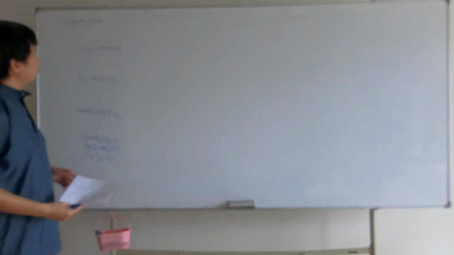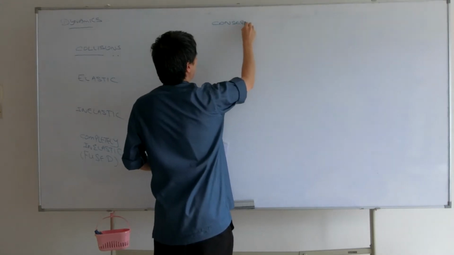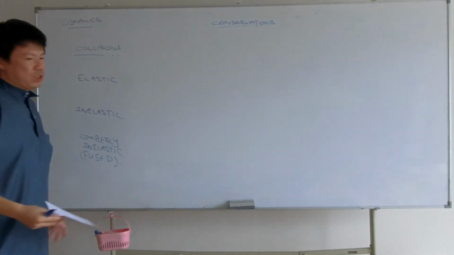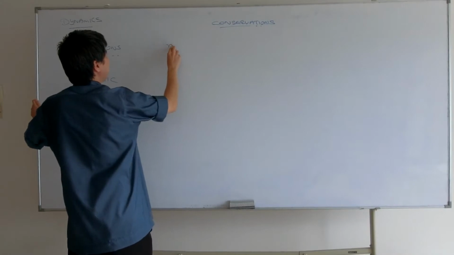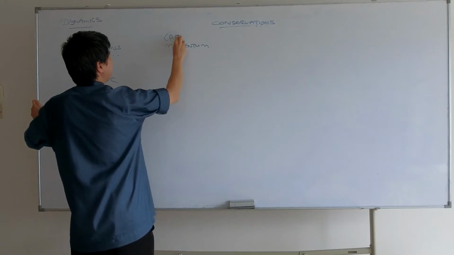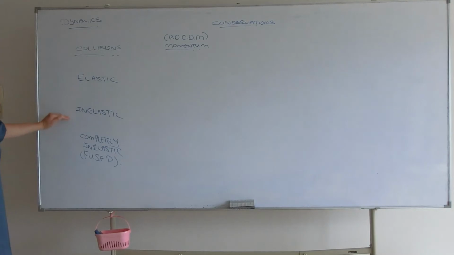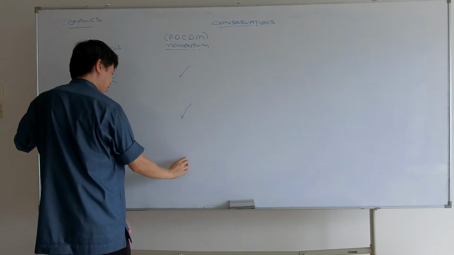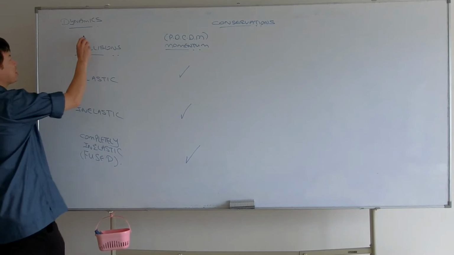So, conservation laws. With the three types of collisions, what is conserved? The most important thing is conservation of momentum. In the previous video, this is known as POCOM, Principle of Conservation of Momentum. It is conserved in all collisions: elastic, inelastic, and completely inelastic fused collisions. Just in case you don't know, collisions are when two objects collide with each other.